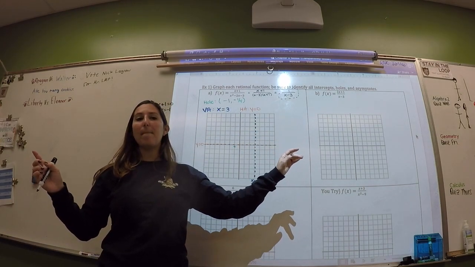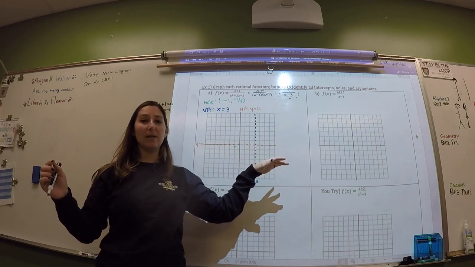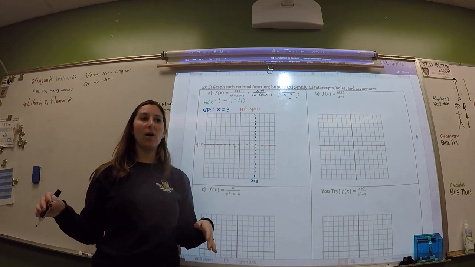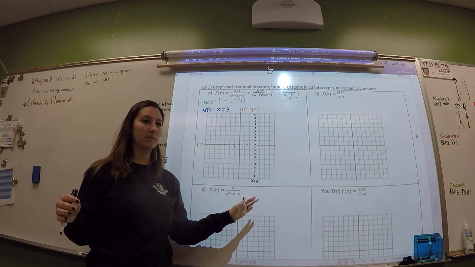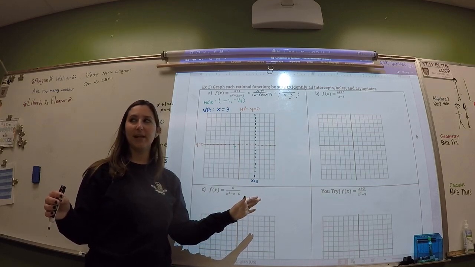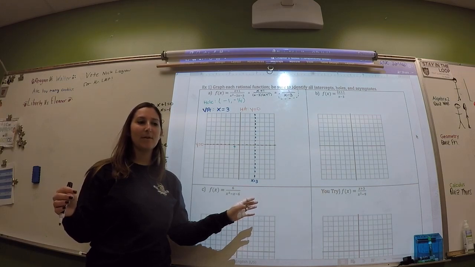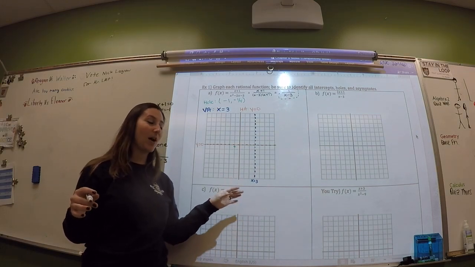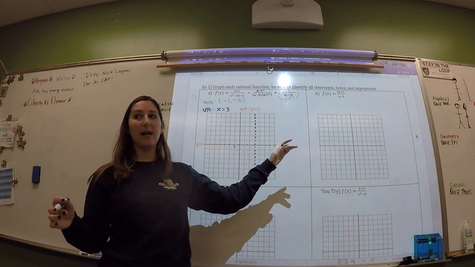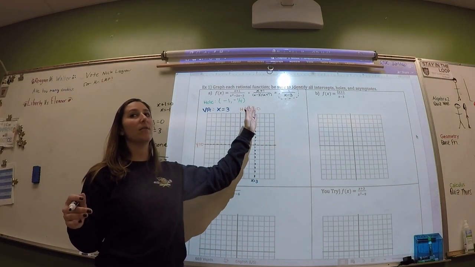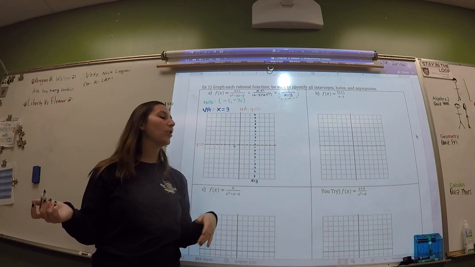Sometimes a graph will cross its horizontal asymptote, but it will never cross a vertical asymptote. Wait, explain that one more time. It's complicated. How is it allowed to do that? I thought it was a barrier. I'll show you. We'll get to some.